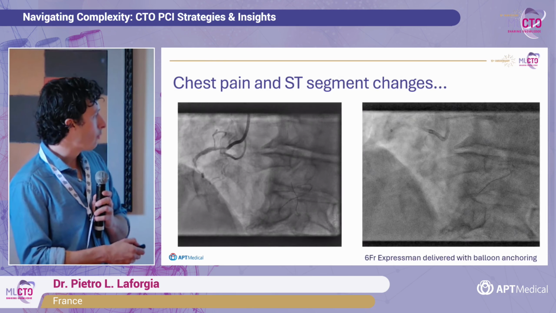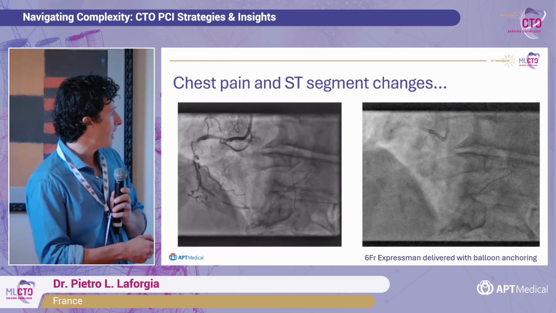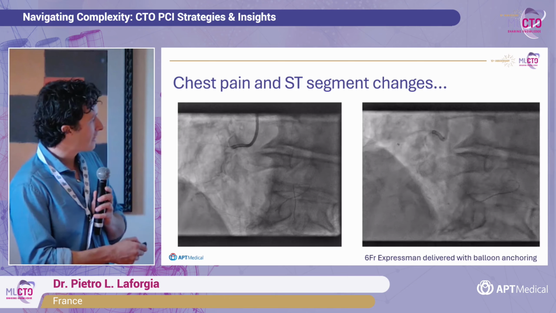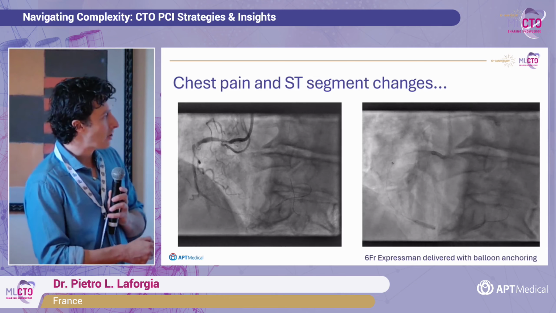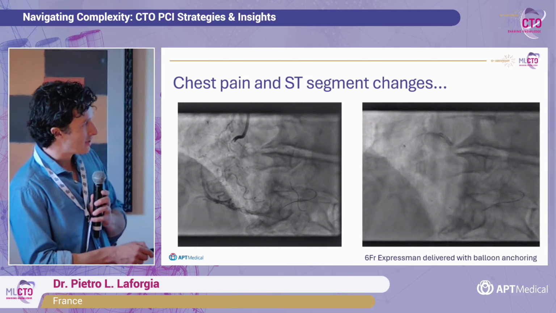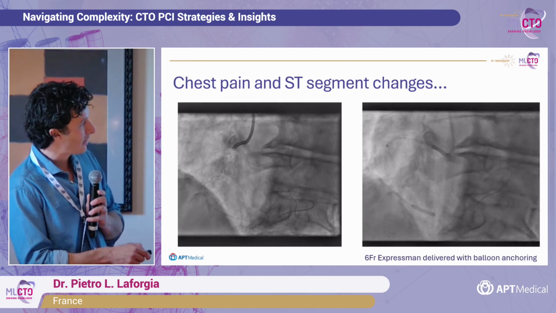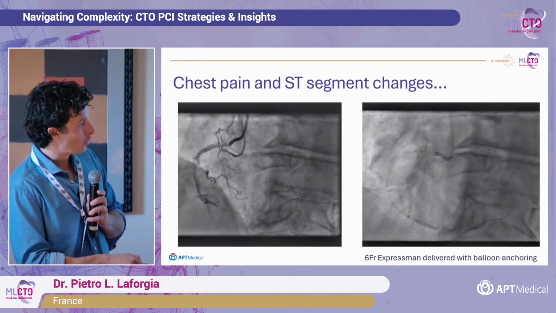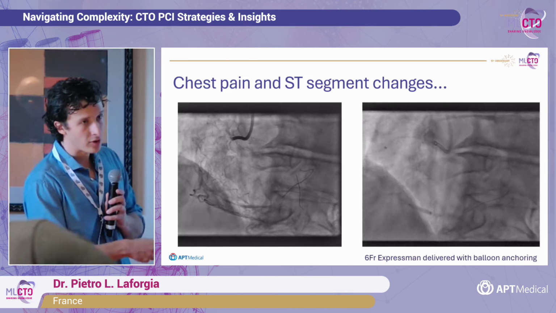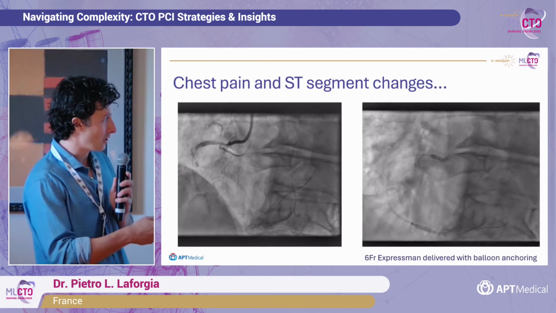But then while doing pre-dilatation, the patient had some chest pain. I was afraid of having dissected here. I was afraid of a dissection getting to the aorta. So I took a guide extension here, an Expressman 6 French. As you can see, it advances very, very smoothly with some anchoring balloon in the distal part of the RCA. No more problems. The 4 side holes give perfusion in the artery.